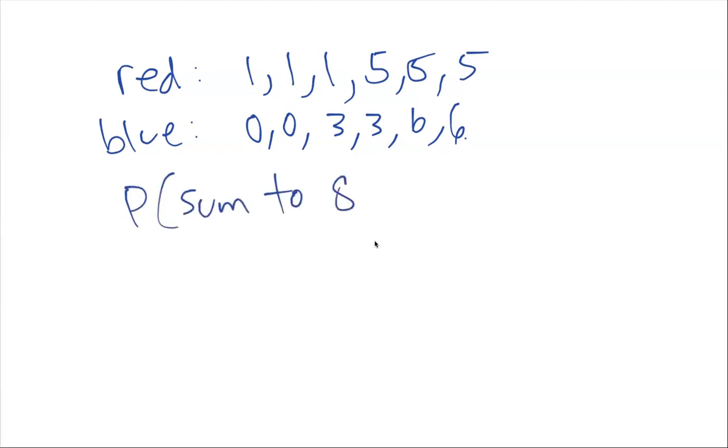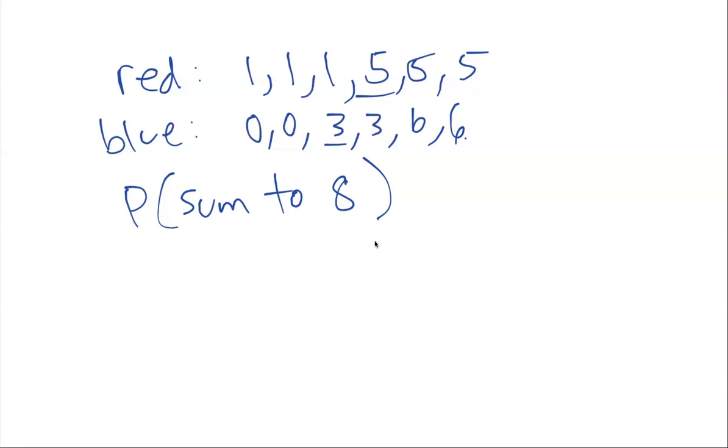Probability of sum to 8. Right? How could I figure that out? Right? I know there are some ways I can get sum to 8. Not too many, right? I just can see that I would need to get a 5 on the red and a 3 on the blue, right? But how often is that going to happen when I roll these dice in the long run?